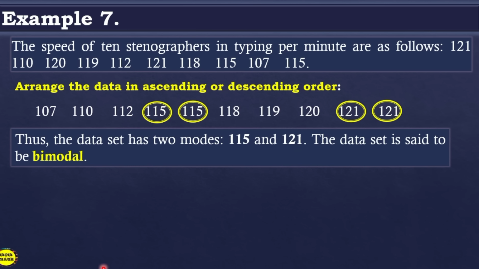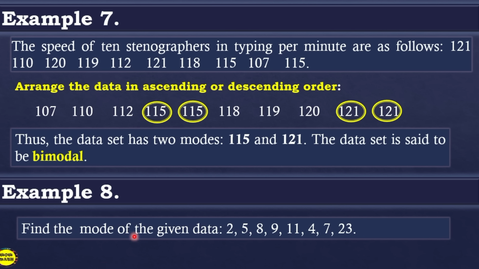Okay? Next. How about in the given data? What is the mode? So 2, 5, 8, 9, 11, 4, 7, and 23. So dito class, makikita natin, sa given pa lang, makikita nyo na wala dyang score, lahat sila pare-parehas na tig-iisa.